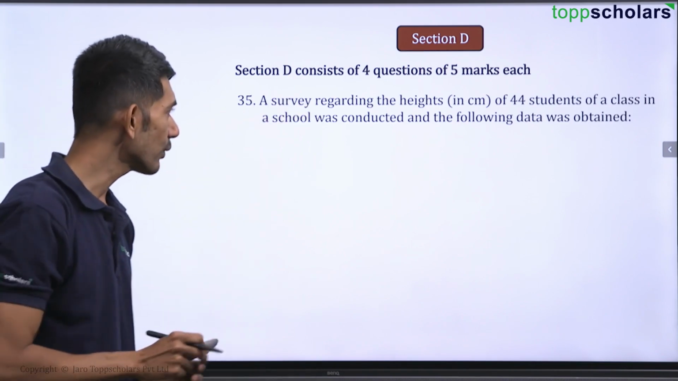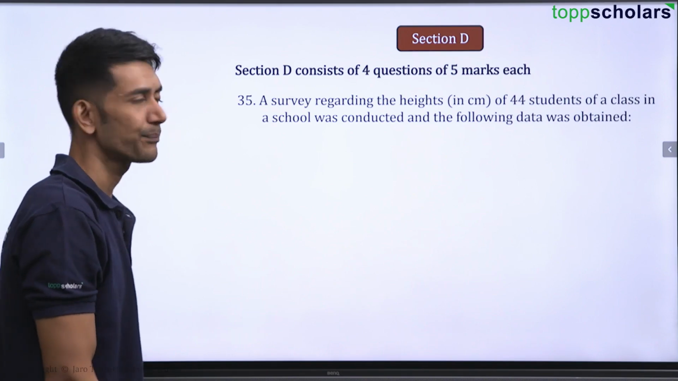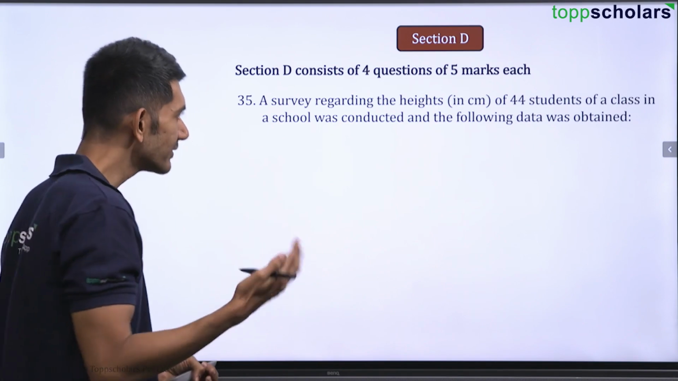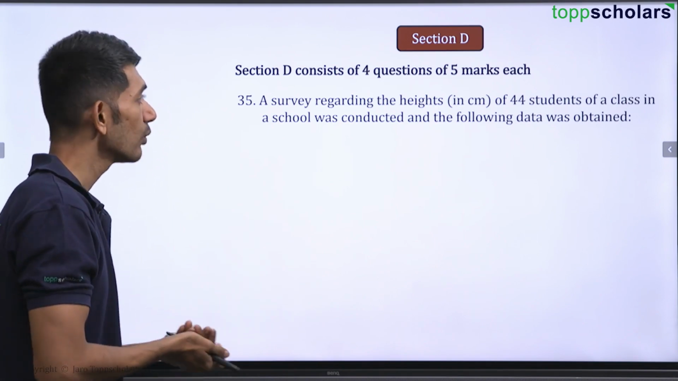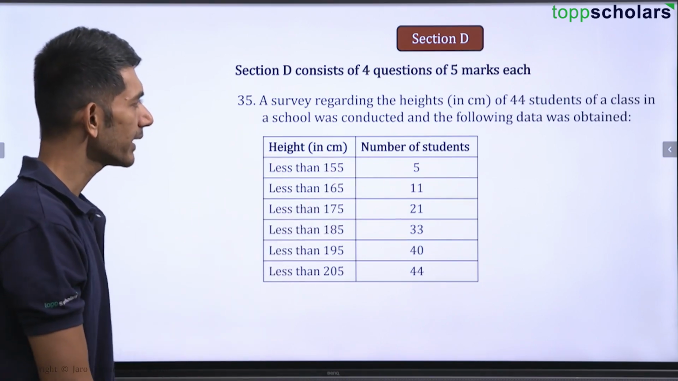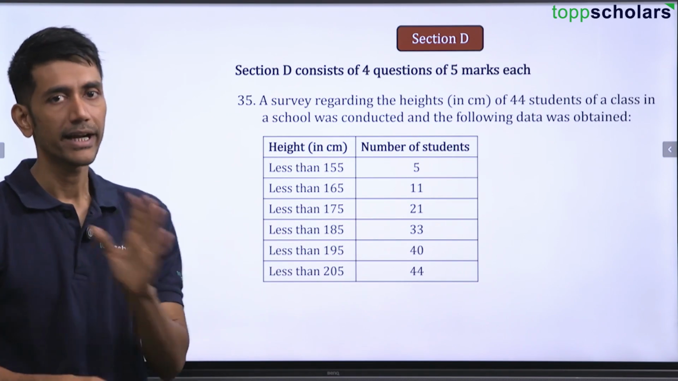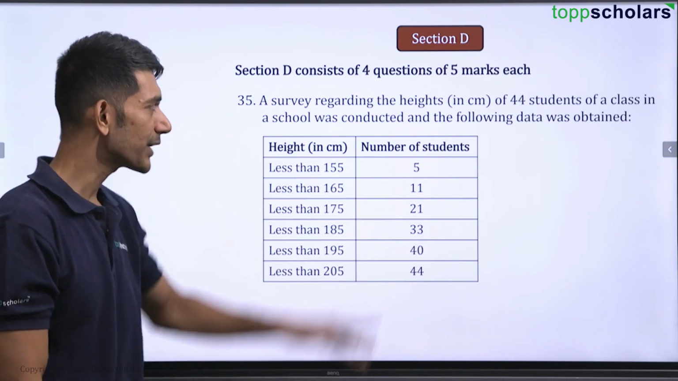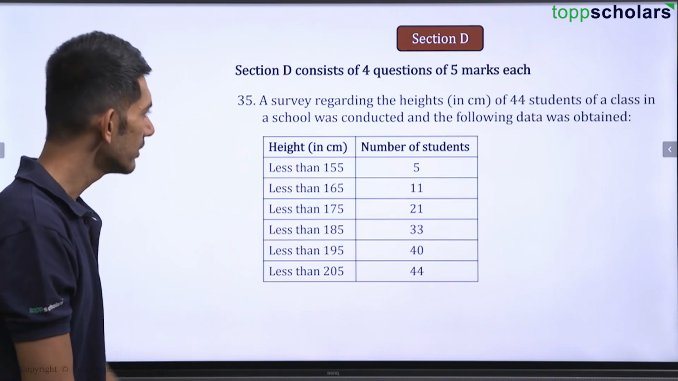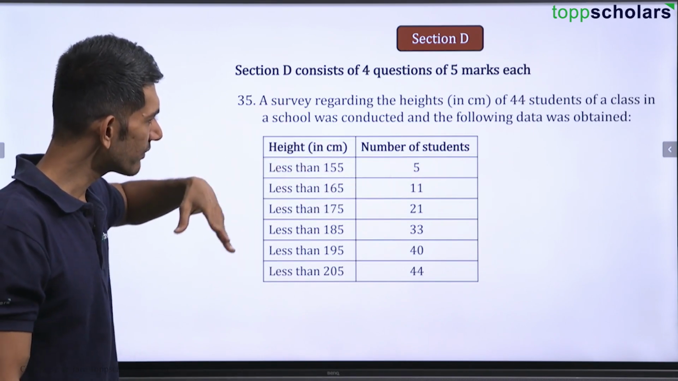Okay, so here is a new question. It says a survey regarding the height of 44 children or students of a class in a school was conducted and the following data was obtained. So this was the data obtained after taking the heights of 44 individual children and then noted it down, and the height of children less than 155 centimeter. There were 5 children out of 44 whose height is less than 155.